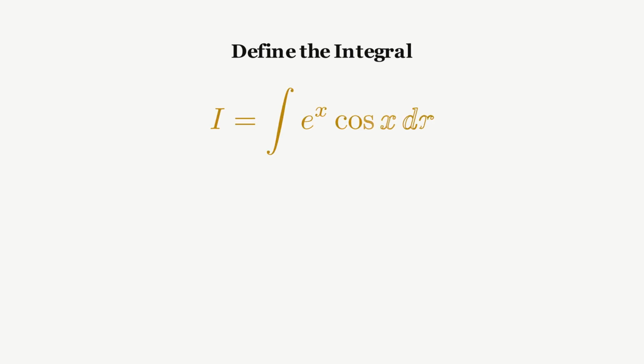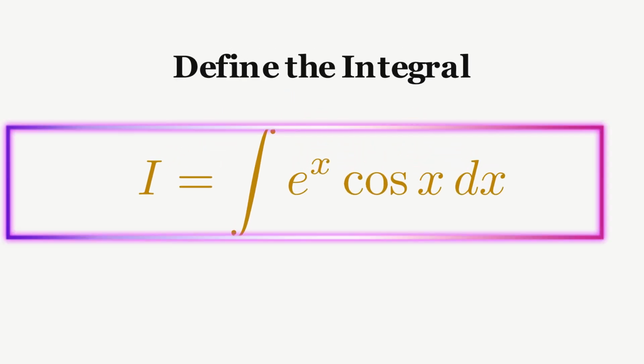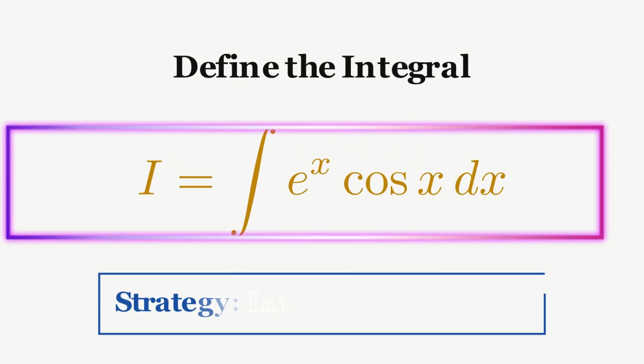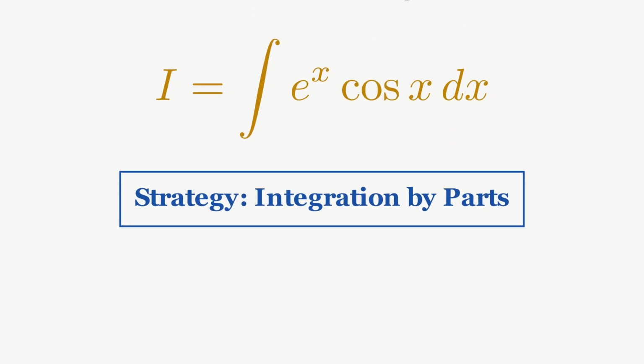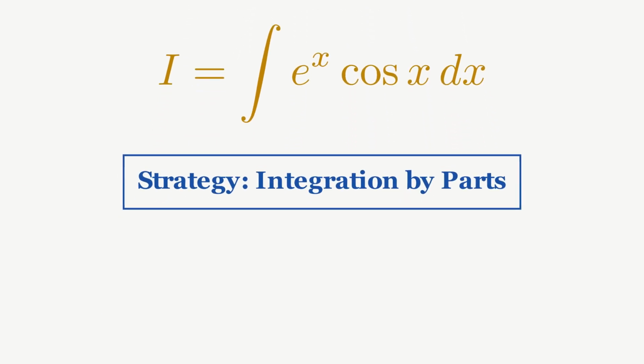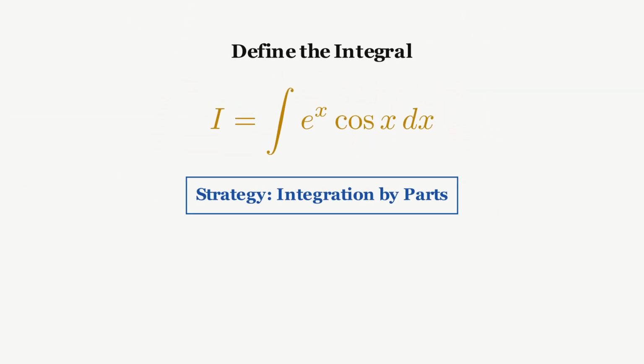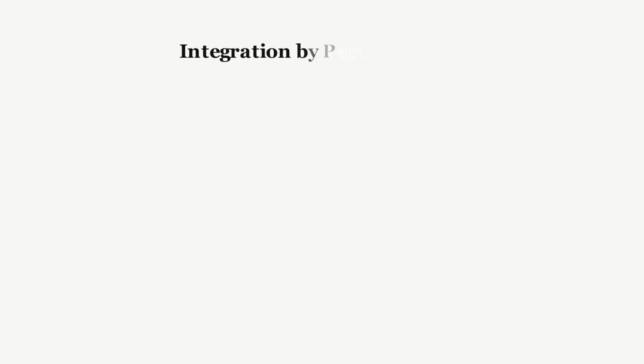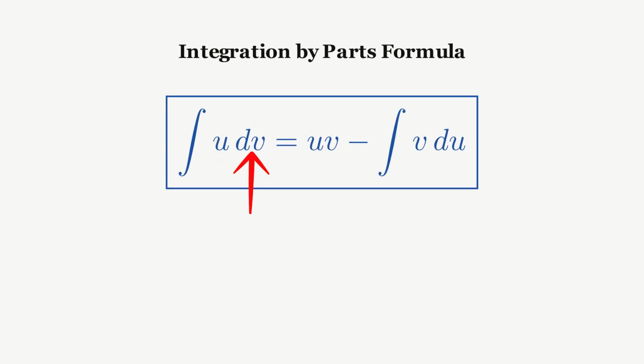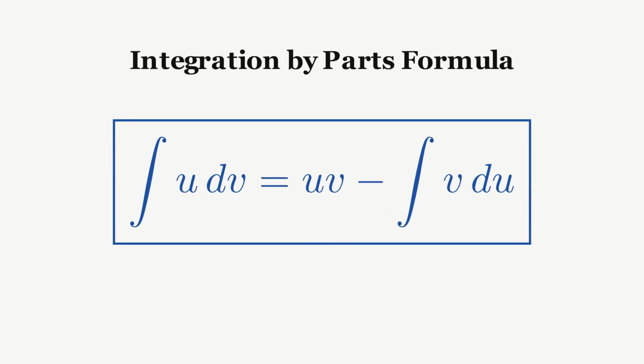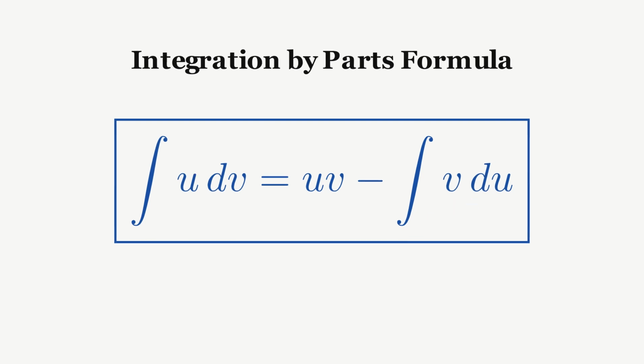Let's begin by giving the integral a name. Let I equal the integral of e to the power x times cosine x with respect to x. Now we'll solve for I using the integration by parts formula. Recall the integration by parts formula. The integral of u with respect to v equals u times v minus the integral of v with respect to u. Now we need to choose the functions u and dv carefully.